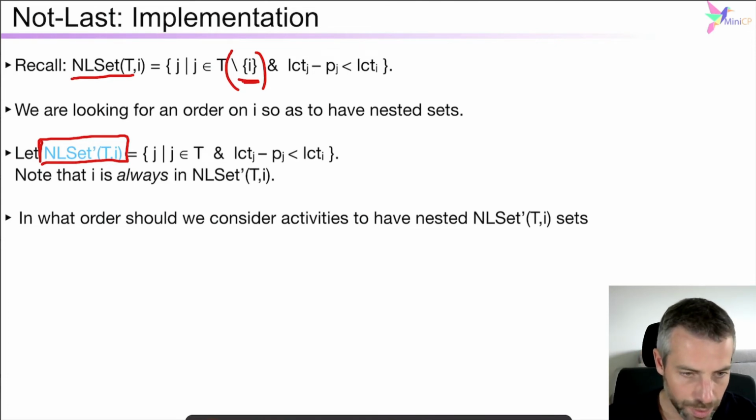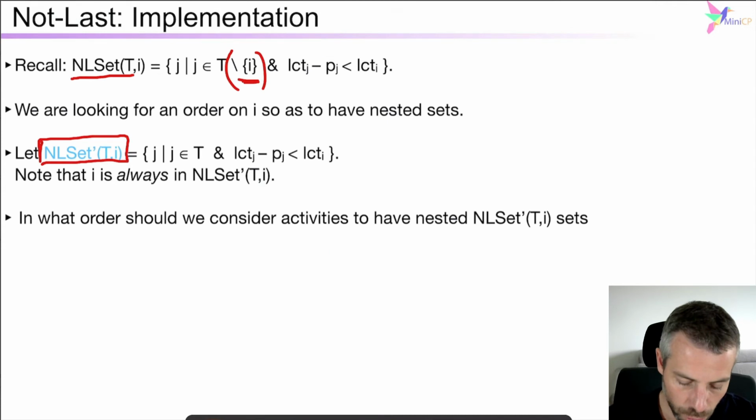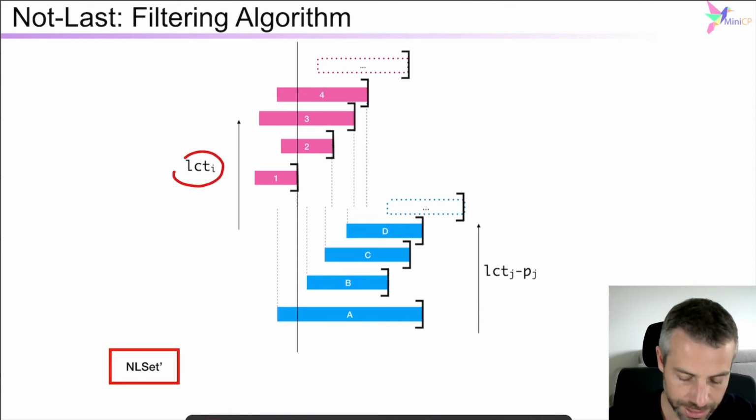And because of that, we will have nested relations between the not-last set primes. Okay? But in what order should we consider activities to have nested sets for the not-last set prime? That's exactly this order, right? So we will consider increasing latest completion times.